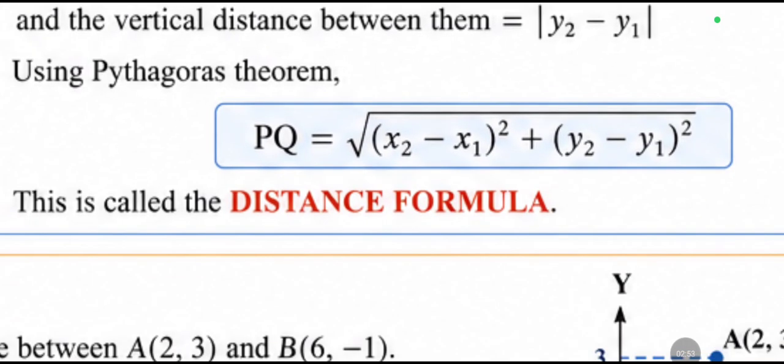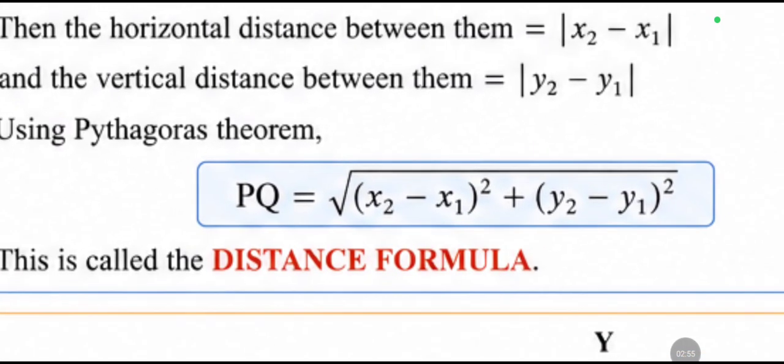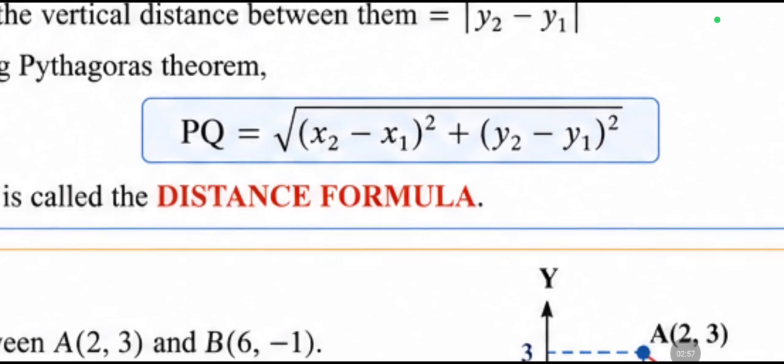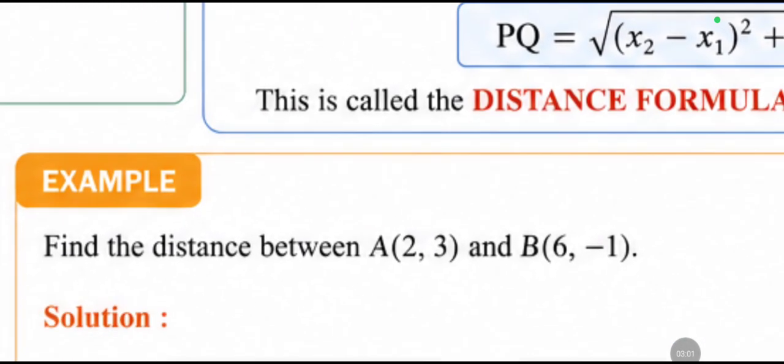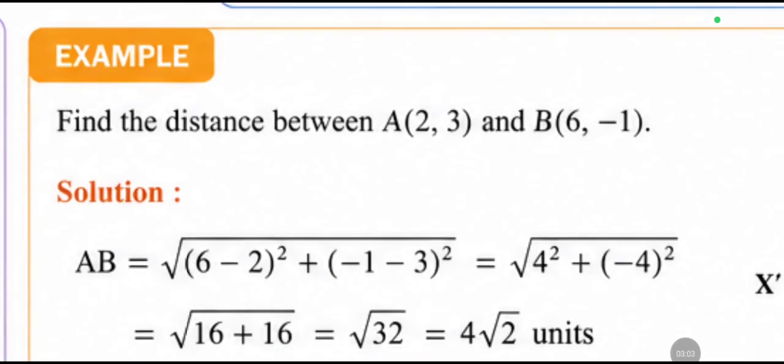Once again, I repeat it. The distance PQ equals root of (x2 minus x1) whole square plus (y2 minus y1) whole square. Okay, this is the distance formula.